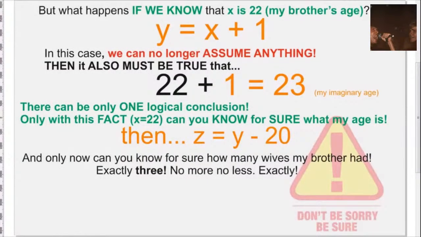But what happens if we know for sure that x is 22, my brother's age? If x is 22, then in this case, we can no longer assume anything. Then it also must be true that 22 plus 1 is 23, which is my imaginary age. There can be only one logical conclusion. Only with this fact that x is 22 can you know for sure what my age is. Then it also follows that z is 23 minus 20, and only now can you know for sure how many wives my brother had. Exactly 3, no more and no less.